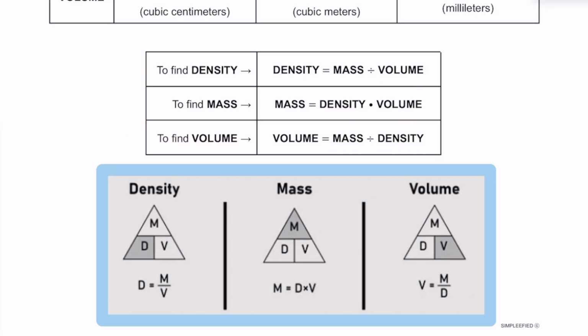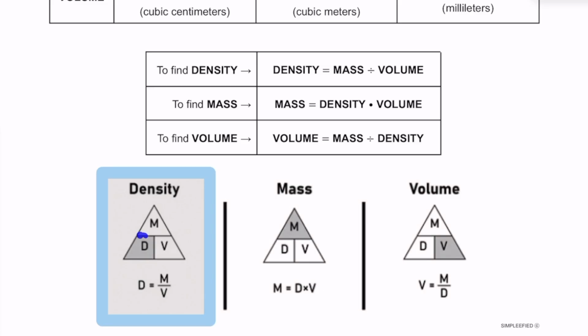For a quick visual, I think these triangles are helpful to imagine what these formulas look like. Notice how for all three of these triangles, the mass is going to be at the top, the density is going to be on the bottom left, and the volume is going to be on the bottom right. If you can set up this triangle each time, the formula is a little bit easier to remember.